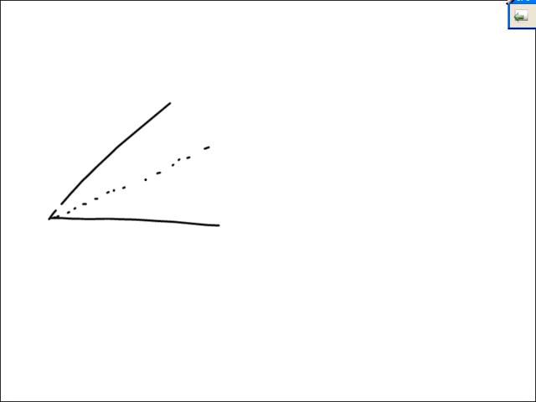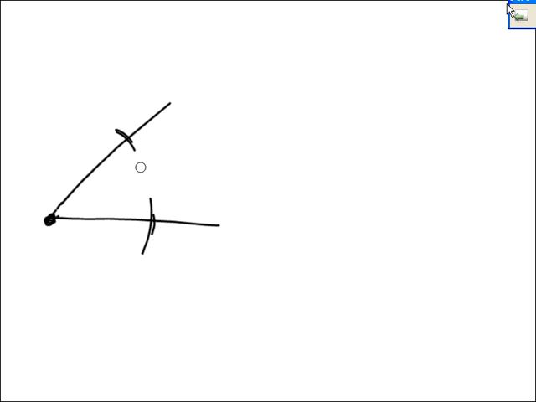I want to bisect this angle. Okay, so how do we do this? The answer is very easily. What you do is you put your compass needle here, open up to some distance, and put an arc. You want to draw the arc all the way.